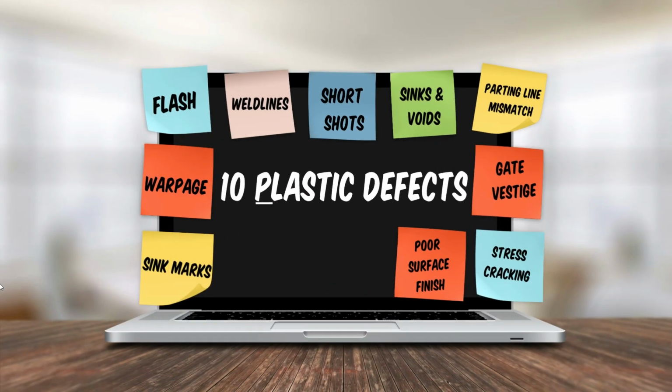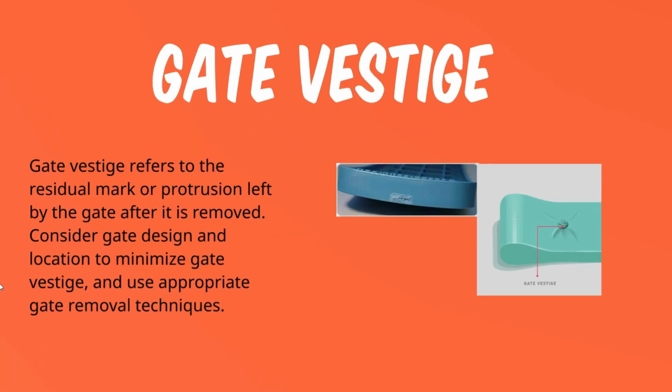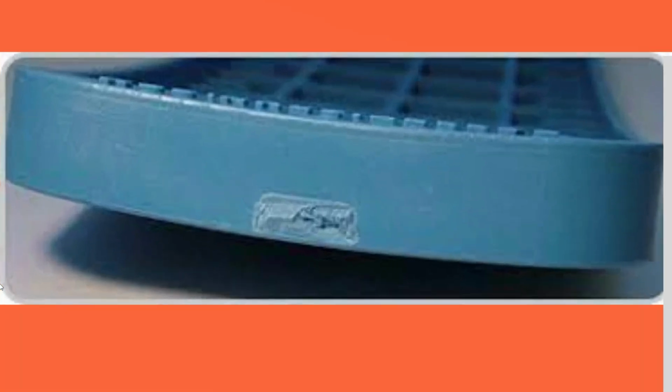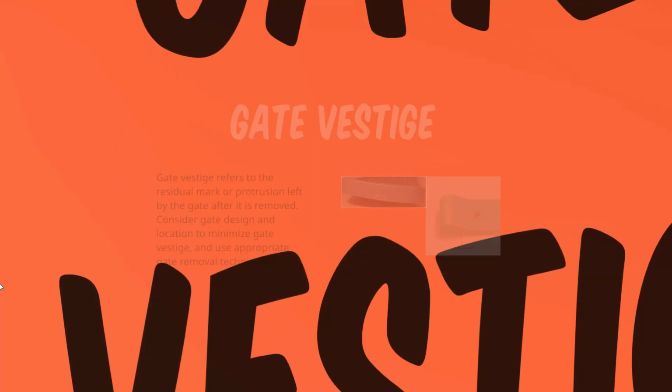8. Gate vestige. Gate vestige refers to the residual mark or protrusion left by the gate after it is removed. Consider gate design and location to minimize gate vestige, and use appropriate gate removal techniques.